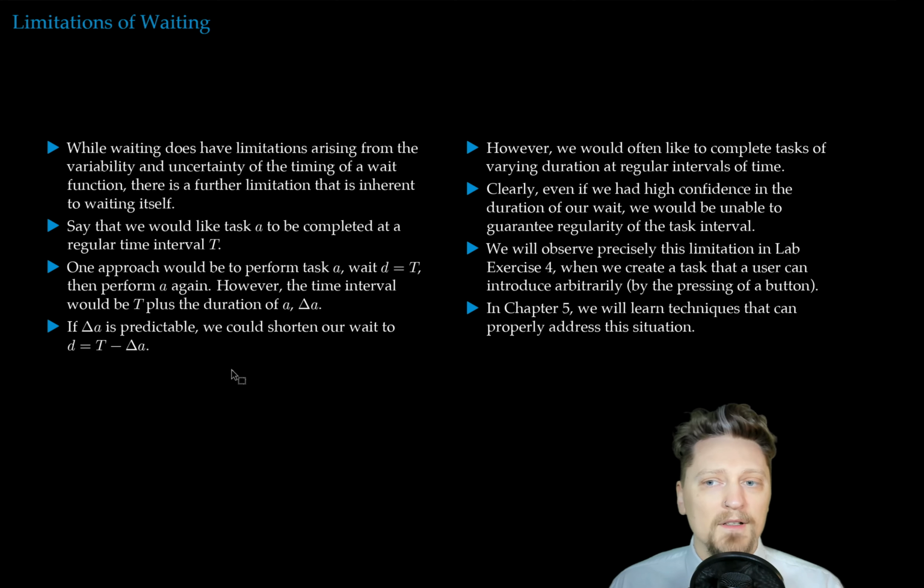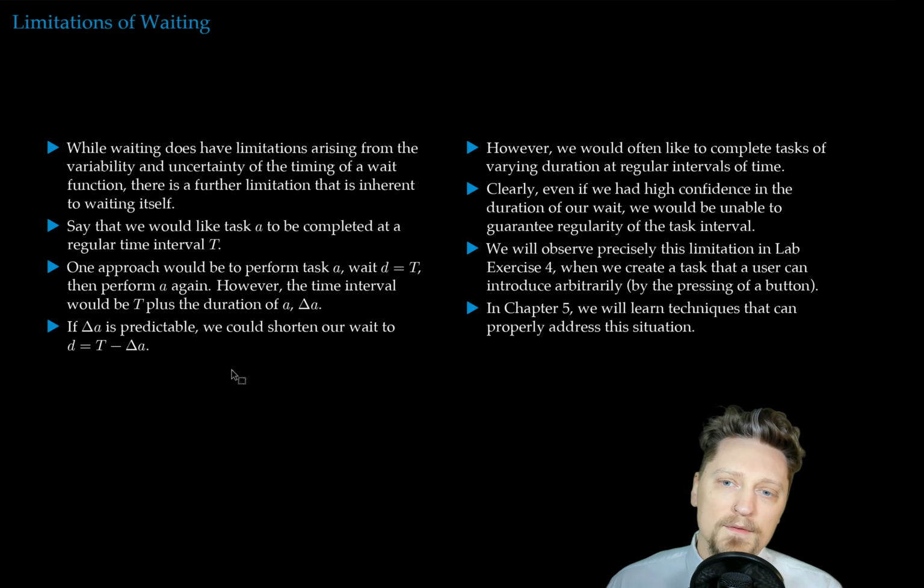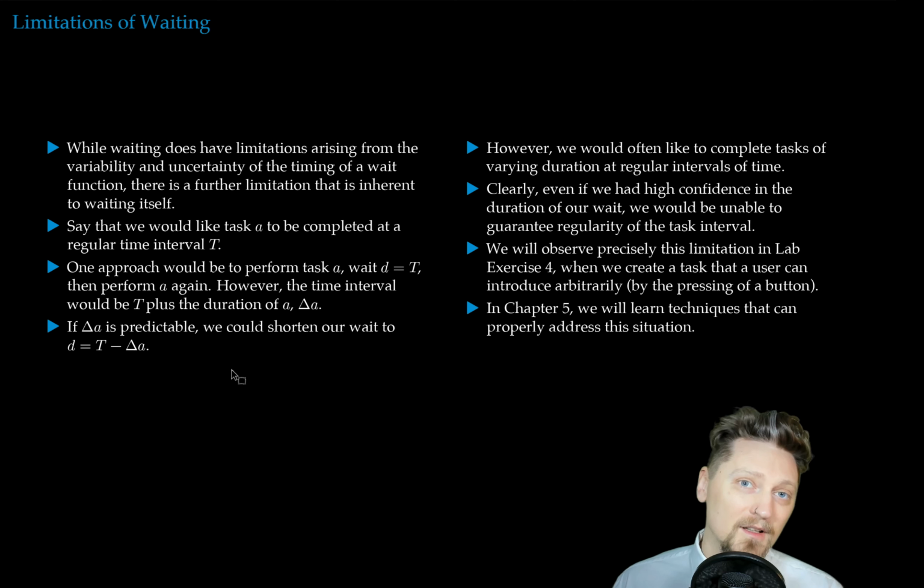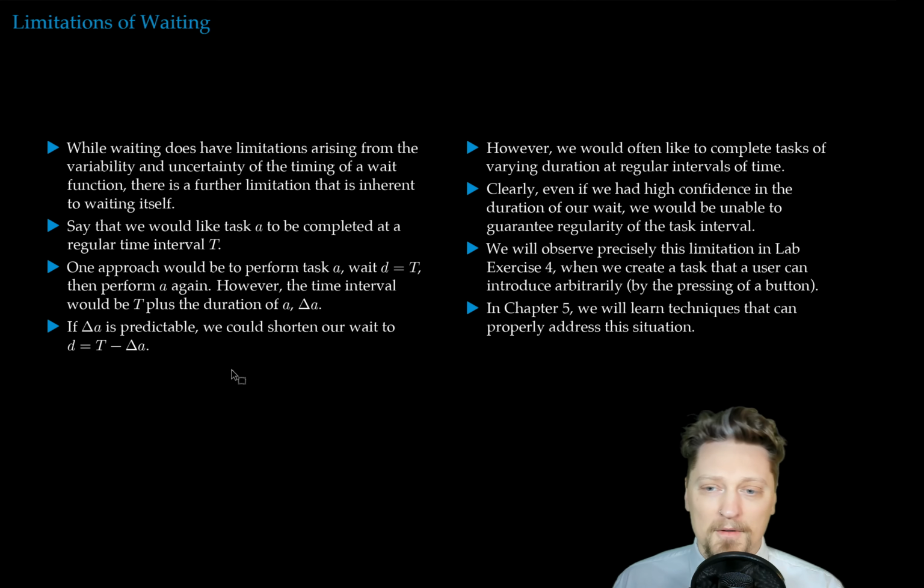However, we would often like to complete tasks of varying duration at regular intervals of time. Clearly, even if we had high confidence in the duration of our wait, we would be unable to guarantee regularity of the task interval because delta A could change. We will observe precisely this limitation in lab exercise 4 when we create a task the user can introduce arbitrarily by pressing a button. In chapter 5, we will learn techniques that can properly address this situation.